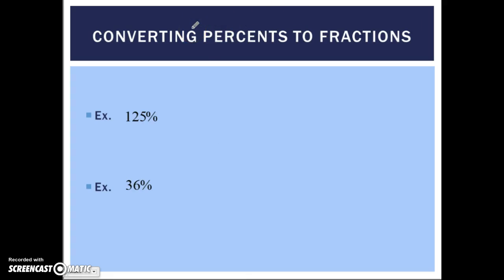Going the other way now, to go from a percent to a fraction, you're going to want to convert the percentage to a decimal. So converting a decimal to a percent, we multiplied by 100. To go from a percent to a decimal, you divide by 100. And if multiplying by 100, you move 2 places to the right, dividing by 100 means you move 2 places to the left.